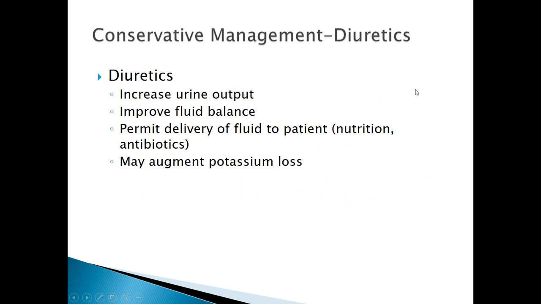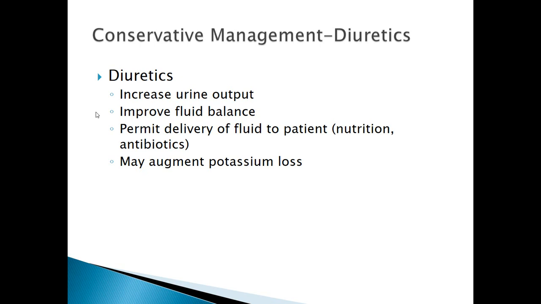So let's talk a little bit about management of these patients. So most of the time, we have what's called conservative management. And that's what we typically begin with, right? In conservative management, we usually think of things as diuretics. So, well, we said that the patient has intravascular volume excess, oliguria, volume overload, right? So it makes sense to use some sort of diuretic that would increase urine output, improve fluid balance, and hopefully even permit the delivery of fluid that the patient actually needs, like nutrition, antibiotics.